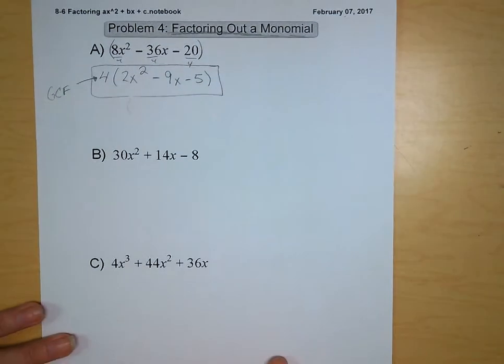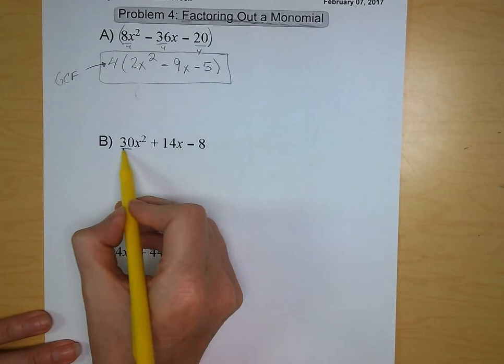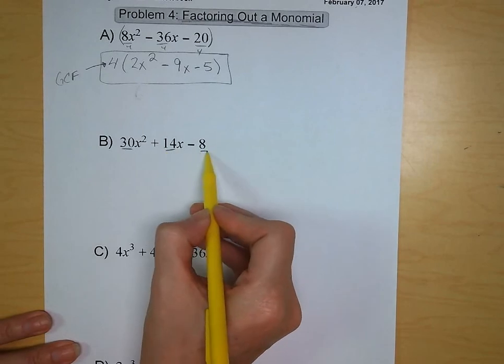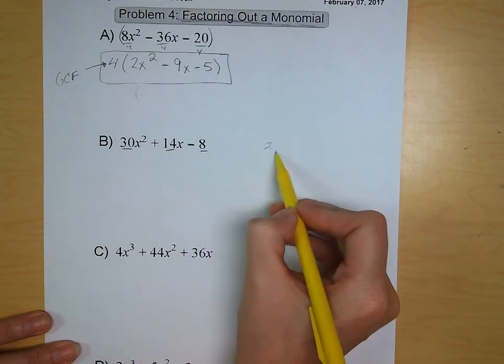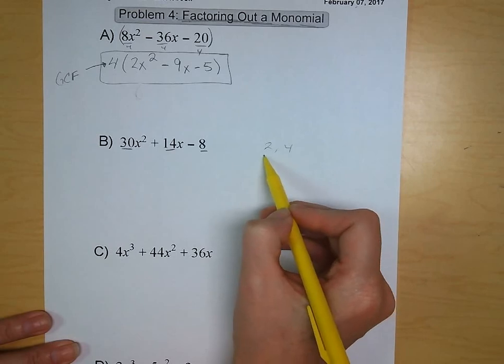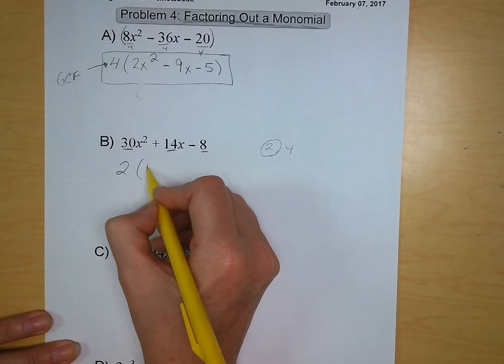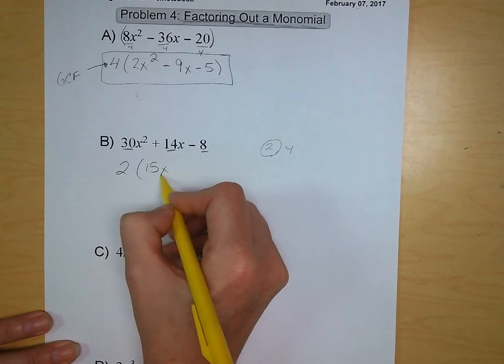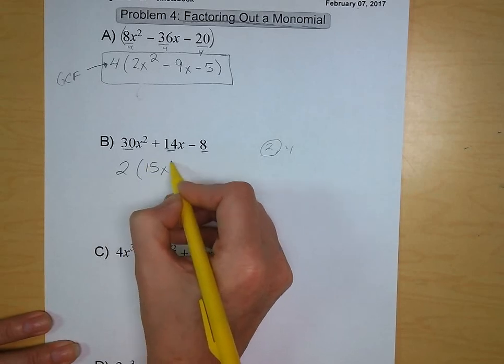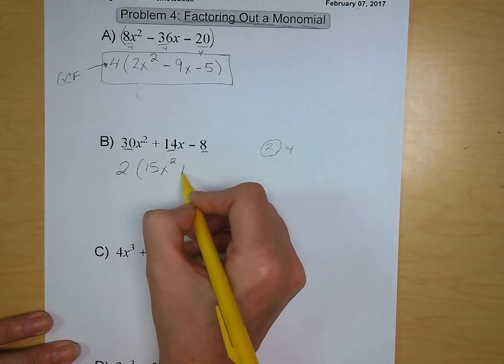All right, letter B, we've got 30x squared plus 14x minus 8. So we can factor out from that, well, let's see, those are all even numbers, so we can factor out a 2. So we've got 15x squared plus 7x minus 4.